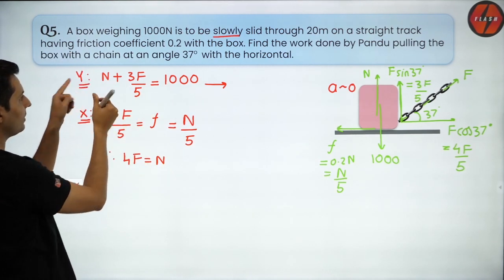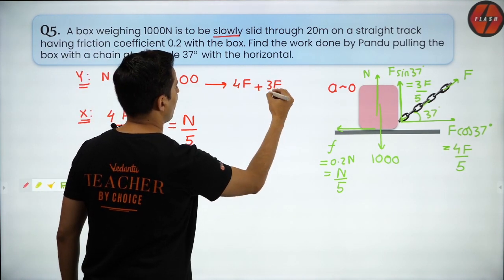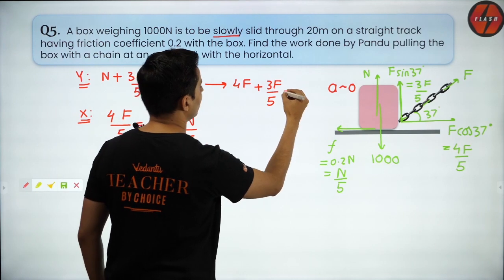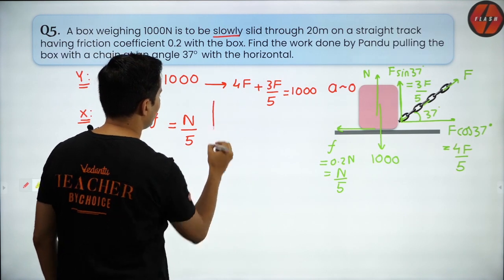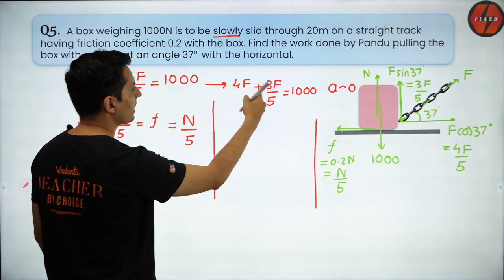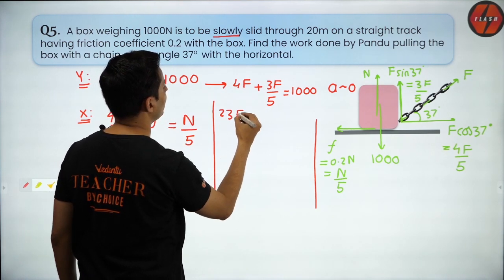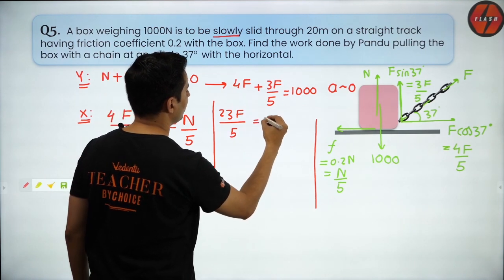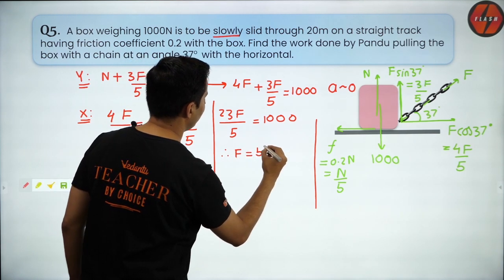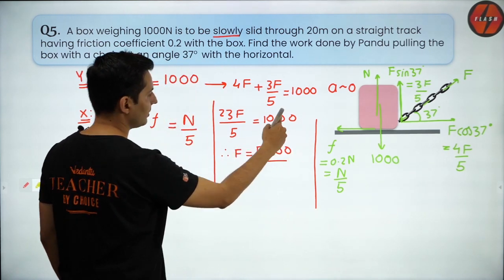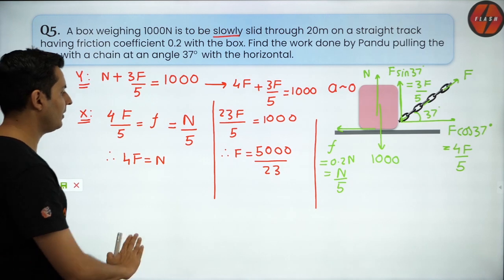Let's put N's value as 4F, so I'll get 4F plus 3F by 5 should be nothing but 1000. And now let's rearrange this. I'll just do it over here. I hope that's fine. So this will become, take LCM, 20 plus 3, 23. So 23F by 5 is equal to 1000, and therefore F will be equal to 5000 by 23, since 5 into 1000 is 5000. Interesting. I have found out the force.